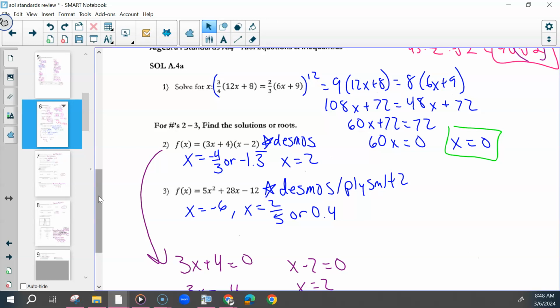So for number 1, this was an equation. So I did actually solve this, but you don't need to put all that work. Just put x is 0, and we'll talk about how we can find that in Desmos in a moment.